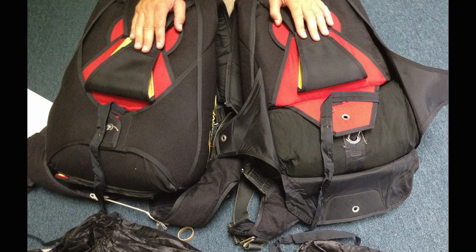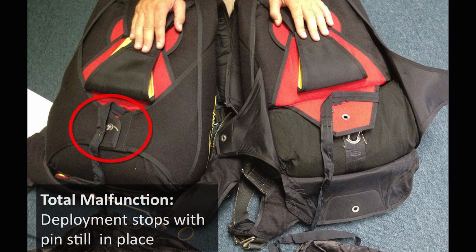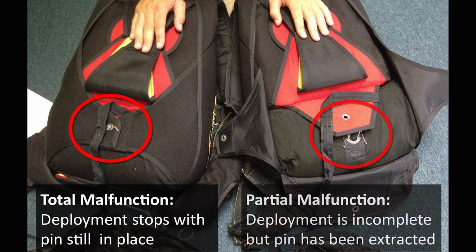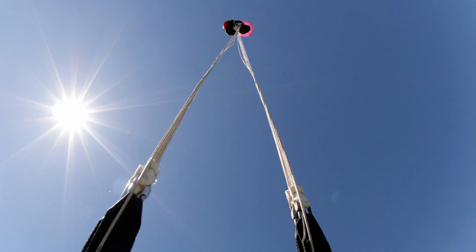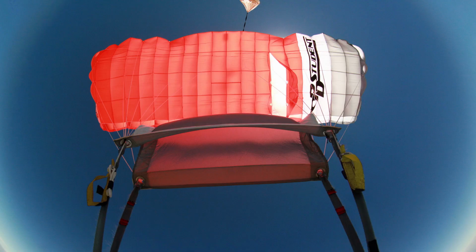All right, let's get started and talk about the two different main types of malfunctions. You have totals and you have partials. The difference between a total and partial has to do with whether the pin has been removed out of the container or not. A total malfunction, the pin is still in place, the container is still closed. With a partial malfunction, the pin has been removed, the flaps are open, the deployment bag is out, lines, material, you can see something outside of the container.